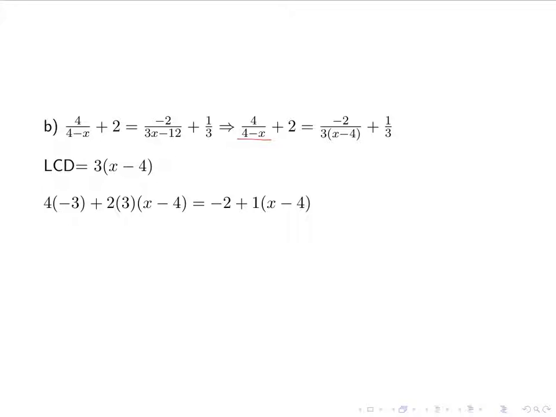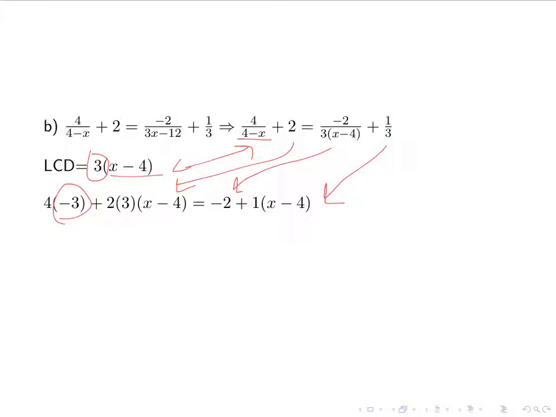In my first term, I have the 4 minus x, which, remember, is negative (x minus 4). So I'm missing the 3, and I'm also missing the negative. That's why I have a negative 3 here, because these two are opposite signs. My 2 needs my entire LCD, so I'm going to multiply by the 3 and by the x minus 4. The first term on the right has the whole LCD, so everything cancels and we've just got the negative 2. And the last term has the 3, but we need the x minus 4.